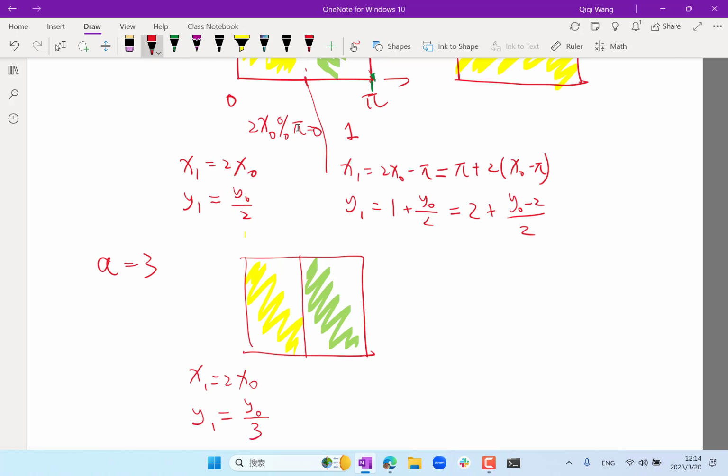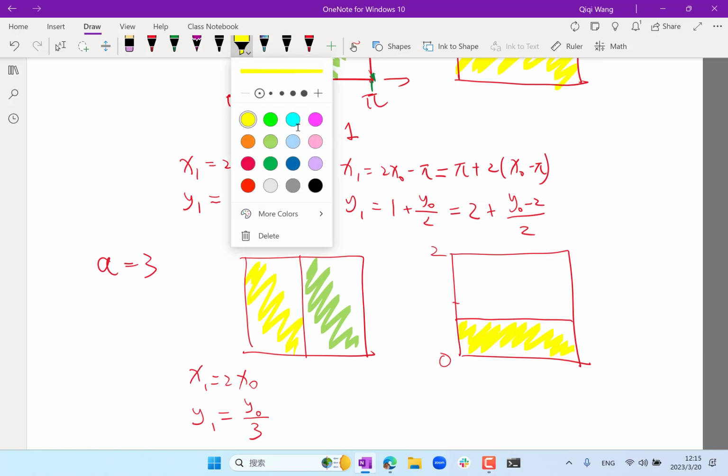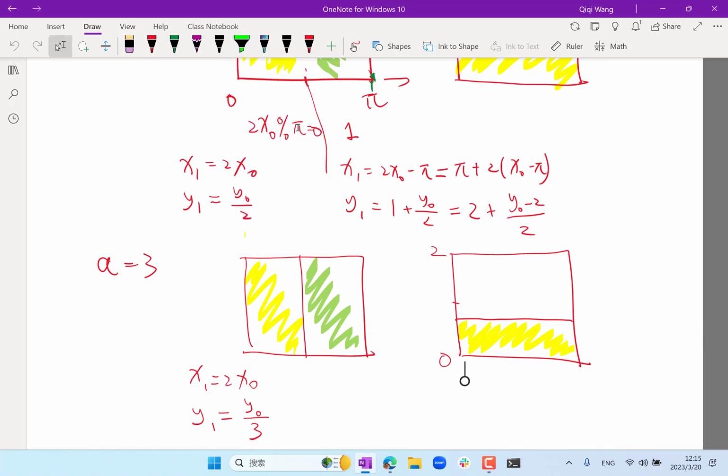If you draw the equivalent mapped domain, from 0 to 2, instead of mapping the yellow part to the lower half, we map the yellow part to the lower third. So this is going to be the yellow part. And the green part, instead of mapping it to the upper half, we map it to this part. As a result, there is an empty gap in between them.